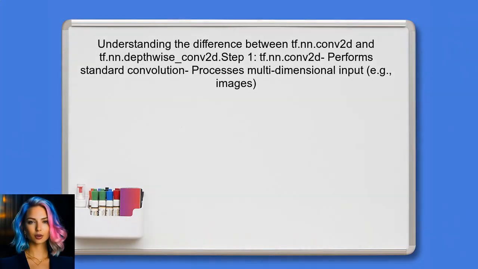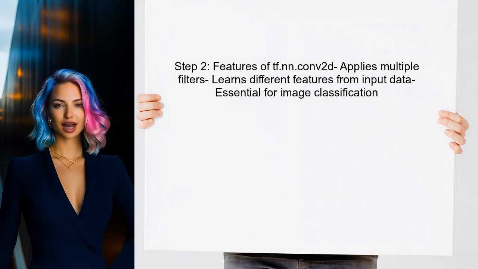To understand the difference between tf.nn.conv2d and tf.nn.depthwise_conv2d, let's start with tf.nn.conv2d. This function performs a standard convolution operation on a multi-dimensional input, typically used for processing images. In tf.nn.conv2d, the user can apply multiple filters to the input. Each filter can learn different features from the input data, which is essential for tasks like image classification.